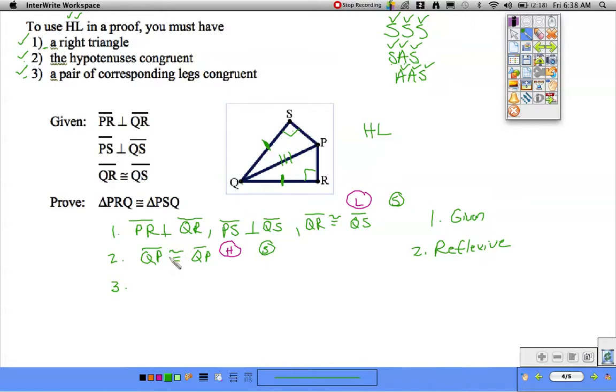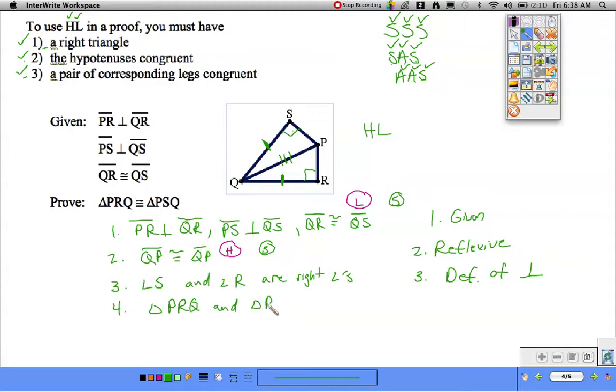So I need to say, well, you know what? Angle S and angle R are right angles. And I marked those right angles on the picture because I was given perpendicular. And I know the definition of perpendicular says those will be right angles. Now I still haven't said that I have a right triangle. So my statement number 4 is going to be triangle PRQ and triangle PSQ are in fact right triangles.